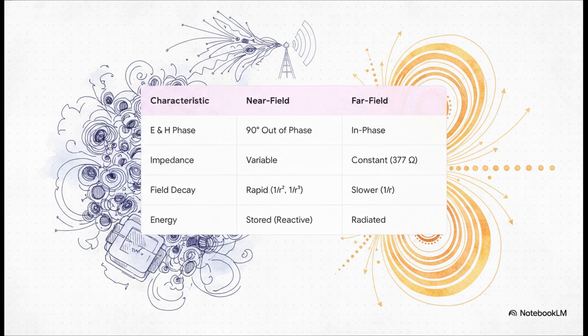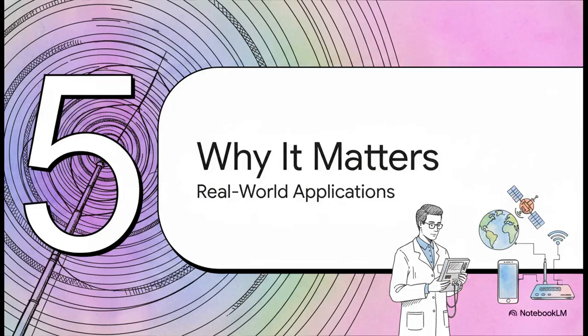It's night and day, right? In the near field, your fields are out of phase, impedance is all over the place, and the energy is just stored. But get out to the far field and everything's in phase, your impedance is a rock-solid 377 ohms, and that energy is truly radiated. It's a perfect contrast. Okay, we've clearly defined these two completely different regions. Let's bring it all home.